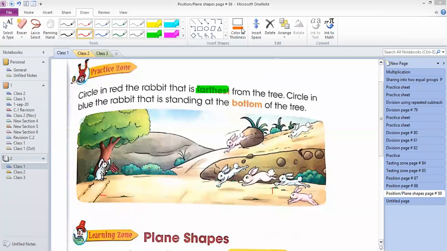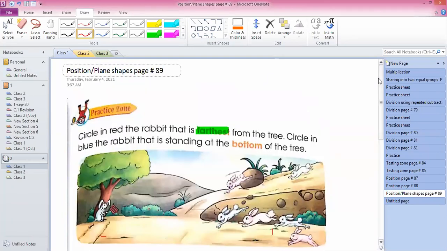So let's start now with this practice, okay? I'm reading the question. This is, guys, on page number 89. So please open page number 89 of your book, okay? Page number 89 of your book. You should have colors also in your hand.